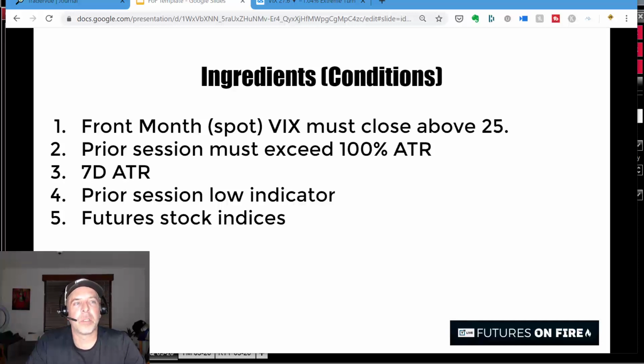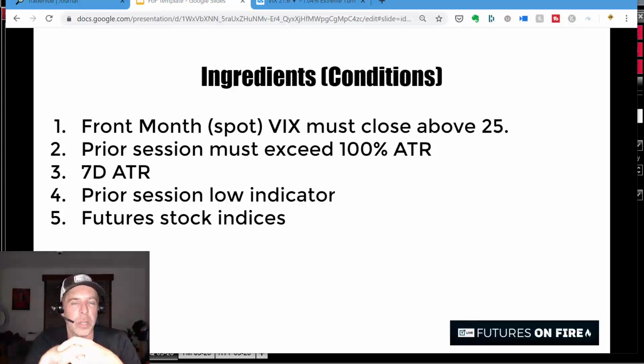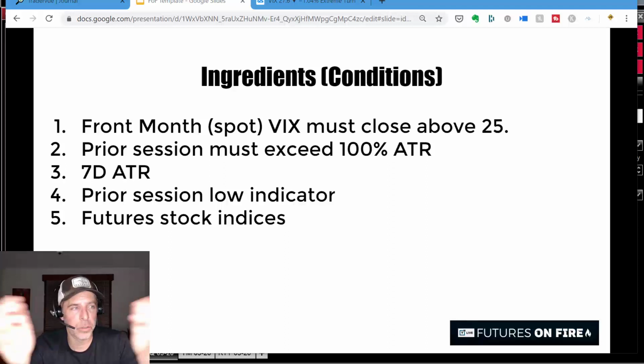Next, the prior session must exceed 100% ATR. I'm not going to go into ATR in much detail in this particular lesson, but somewhere on the channel you can find plenty of other videos where I've talked about ATR. I also have a course called Futures on Fire Foundation, which you can find out more about in the description below, and you can learn about the average true range and how you measure it. I'll show you very briefly in this video tonight. You do need to have the 7-day ATR for the instrument you're going to trade. In tonight's example, I'm going to use the Nasdaq 100, or the Nasdaq futures market.